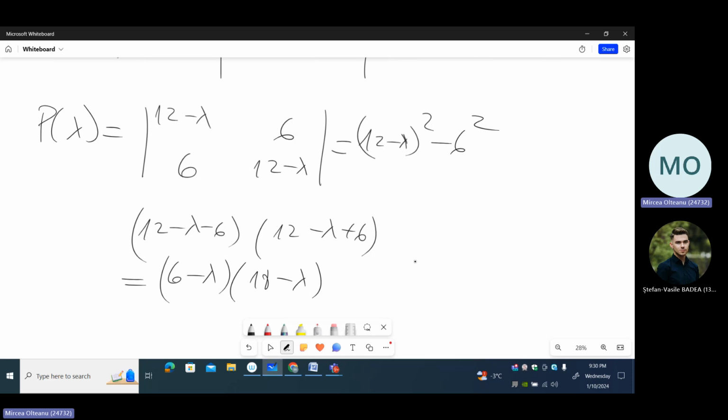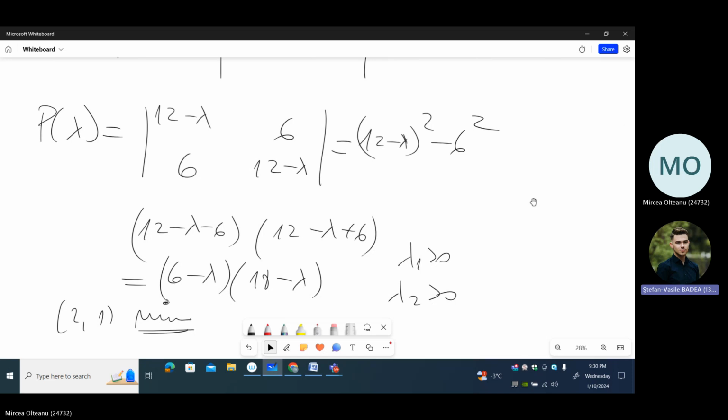So both are positive. And so the point of coordinates 2, 1 is a minimum. Similarly, I think minus 2, minus 1 will be a maximum. So from the 4 critical points, 2 of them are not extrema, the other 2 are extrema. Okay. Let's try something in 3 variables.